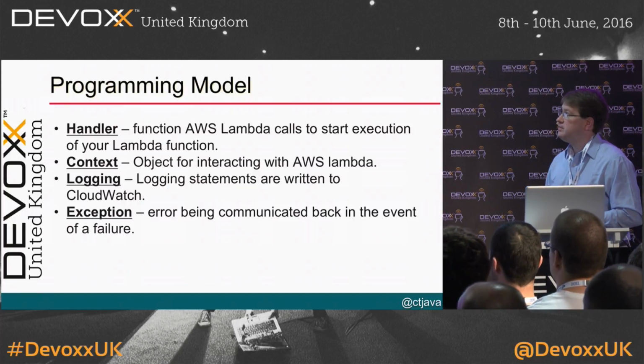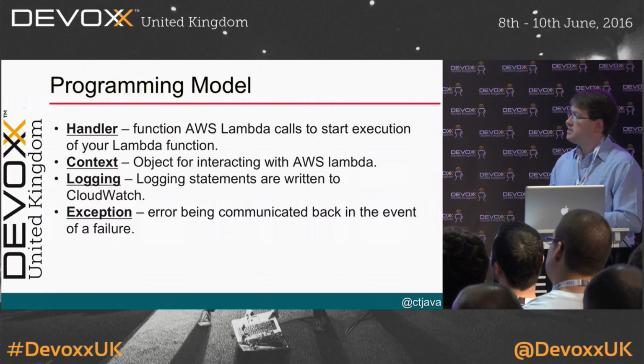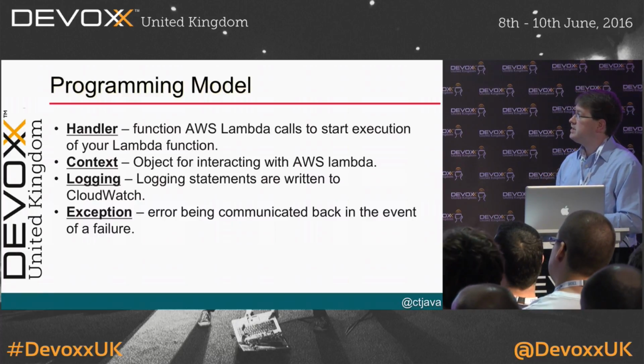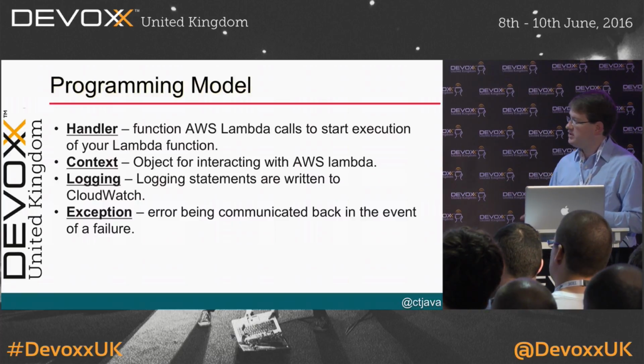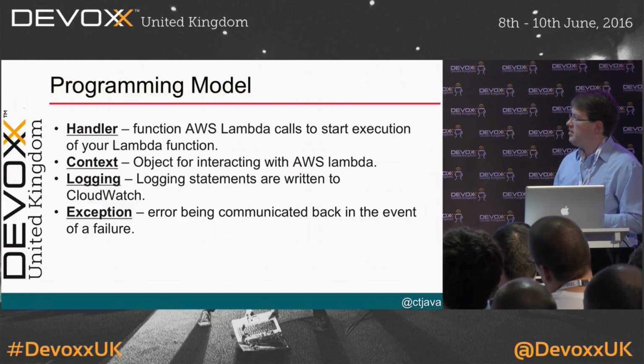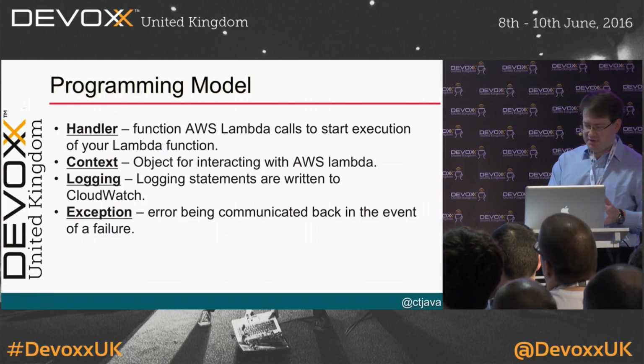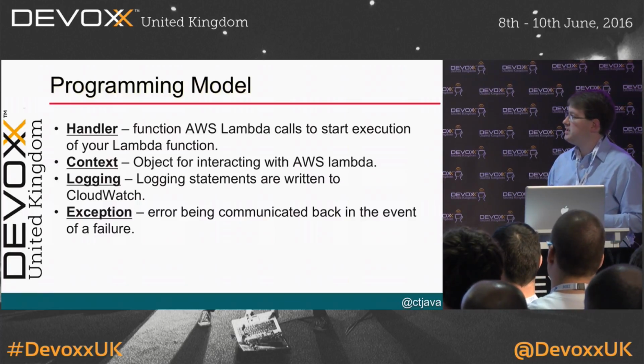So the programming model for writing Lambda functions is very simple. The handler is a function AWS Lambda calls to start execution of your Lambda function. It's kind of redundant, but it's the code that actually executes. It passes in, as part of it, a data parameter, and then there's a context.